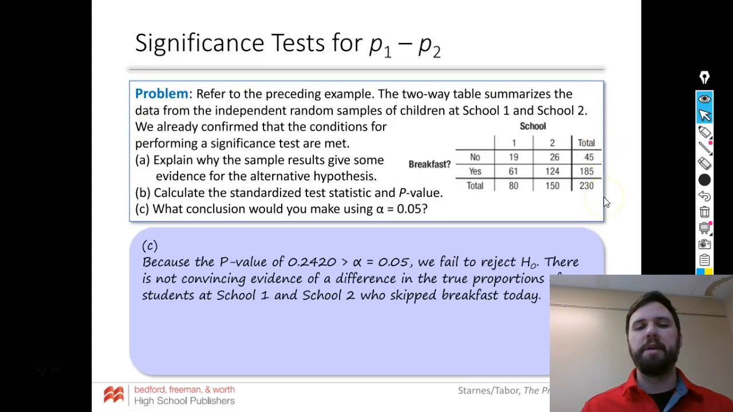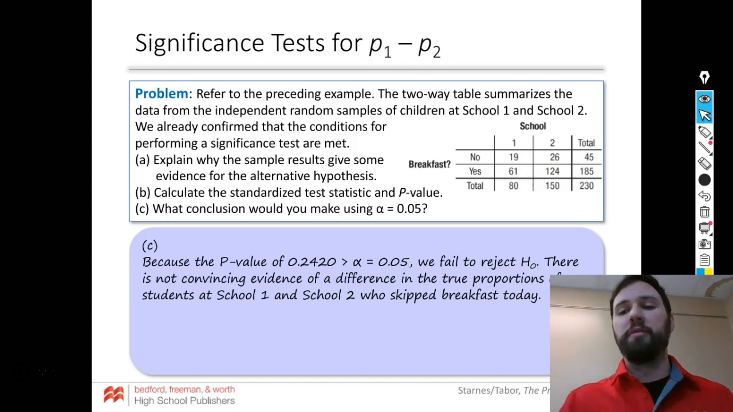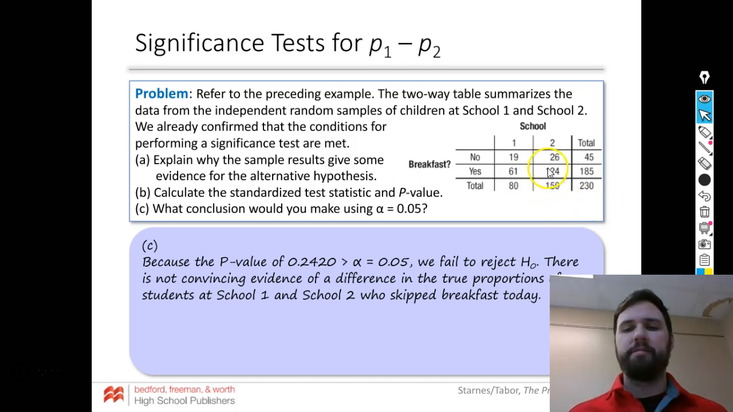What conclusion can I make? Because our p-value is much larger than alpha, we fail to reject the null. There's not convincing evidence that there's a difference between the two schools in the proportion of students who don't eat breakfast.